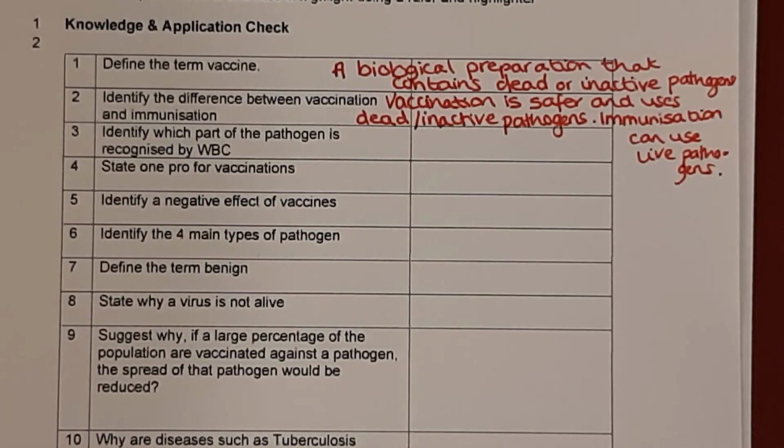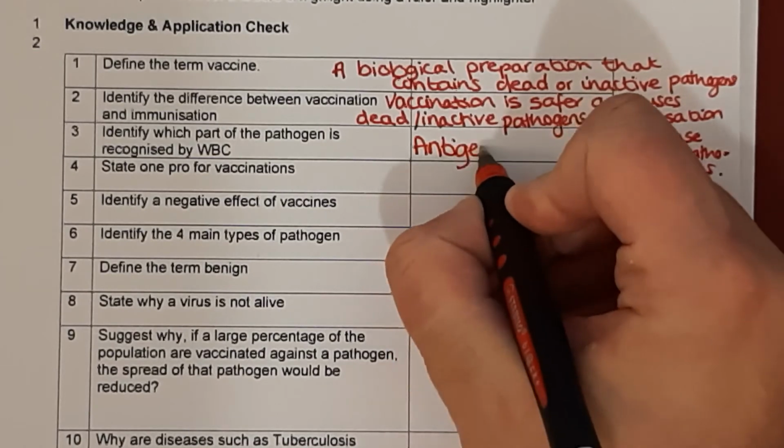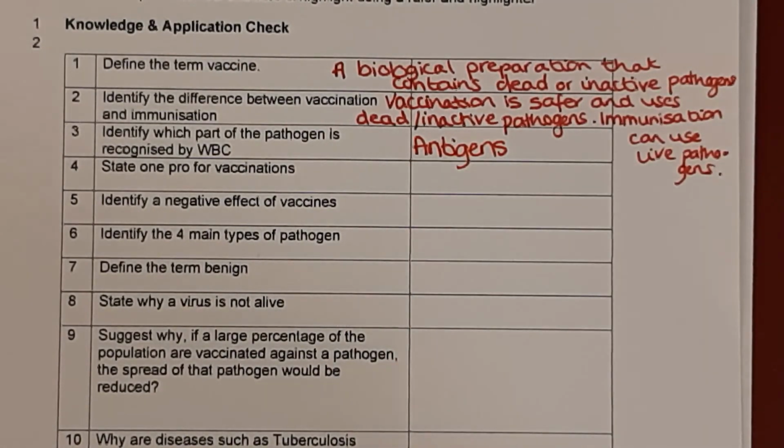Question 3. Identify which part of the pathogen is recognised by the white blood cell. So that would be the antigen on its surface. So pathogens are covered in antigens, and it's the antigens that are recognised by the white blood cell. Those are little spikes on the outside.